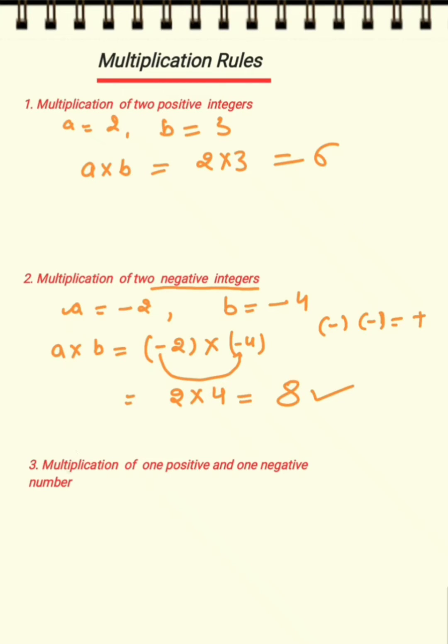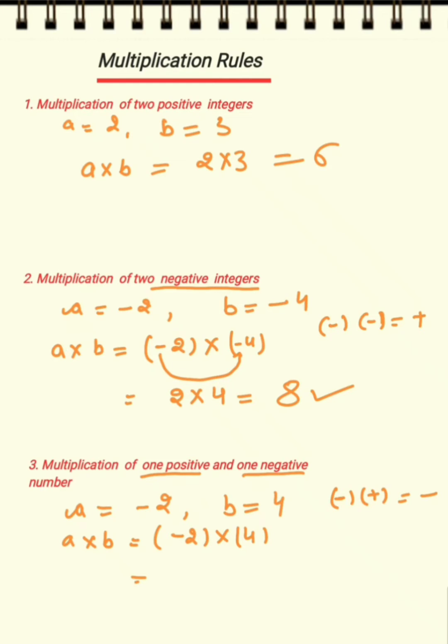Next we have multiplication of one positive and one negative number. Let's take a is equal to negative 2 and b equal to 4. Then a into b is equal to negative 2 into 4. Whenever we multiply one negative with a positive, we will get a negative result. So it will become minus 8.